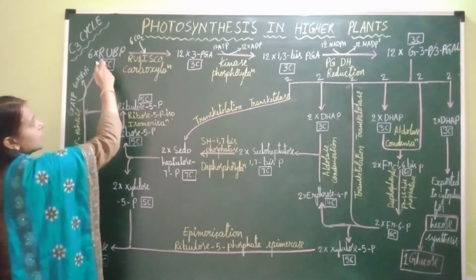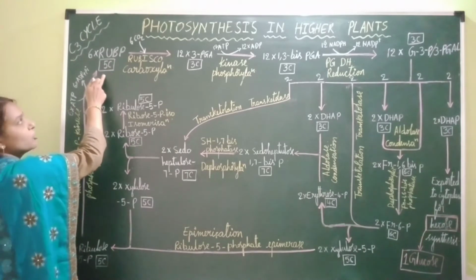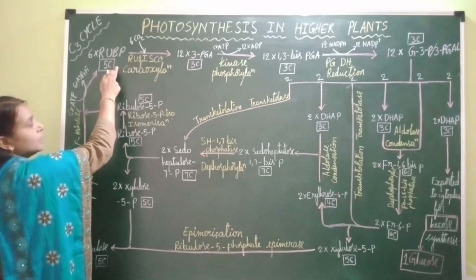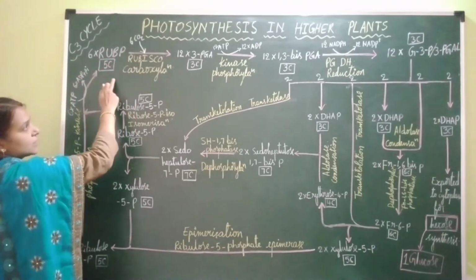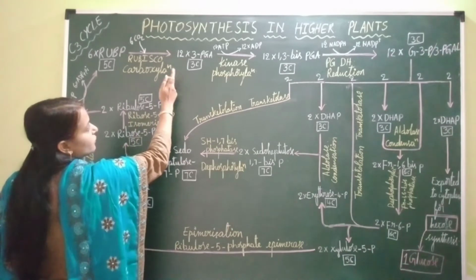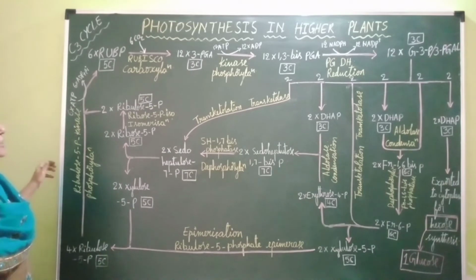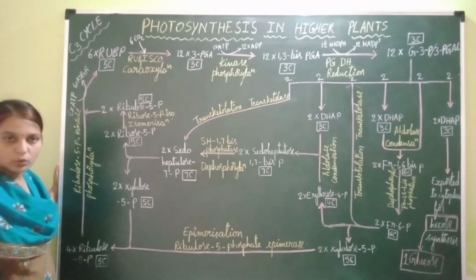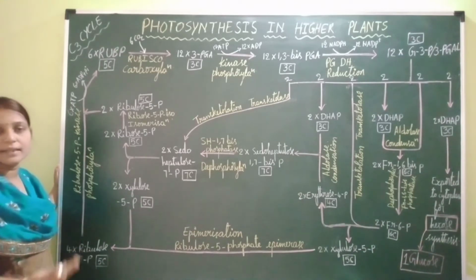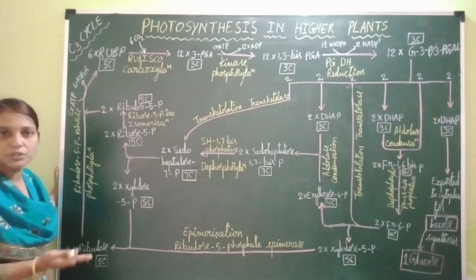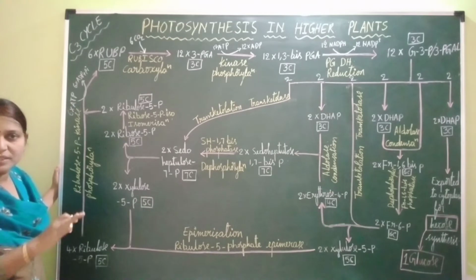This RuBP is nothing but ribulose 1,5-bisphosphate, which is a 5 carbon compound and a ketone sugar. Into this RuBP, an organic compound, 6 molecules of carbon dioxide are fixed, resulting in the formation of 12 molecules of 3-PGA. This step is called carboxylation, and it is catalyzed by the enzyme Rubisco. We already studied this Rubisco. Rubisco functions as carboxylase and even oxygenase, so it is a dual enzyme. It functions as carboxylase or oxygenase depending upon the conditions present inside the cell.